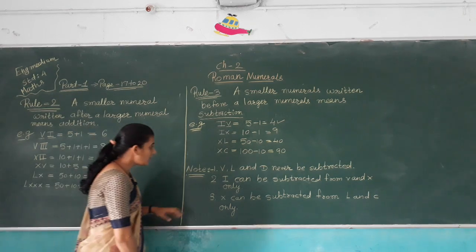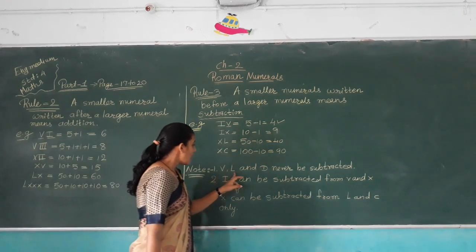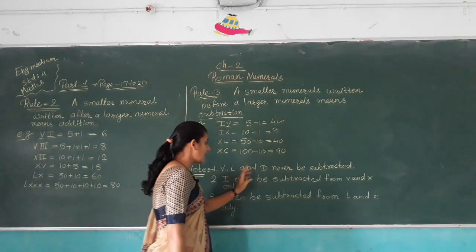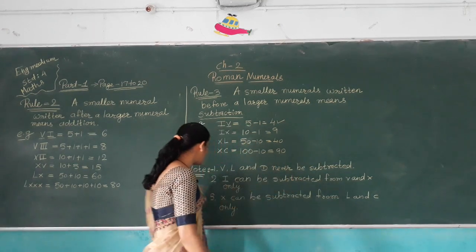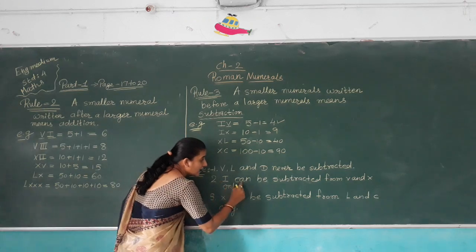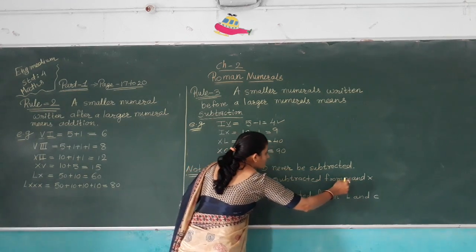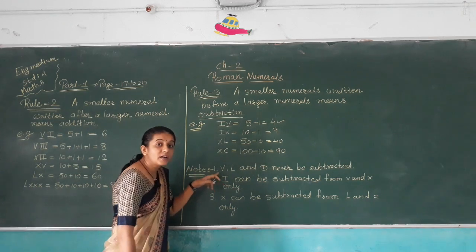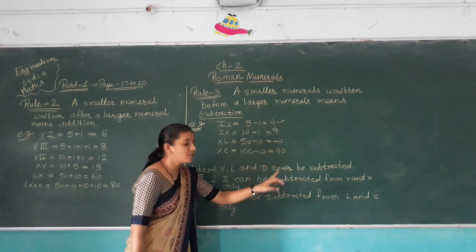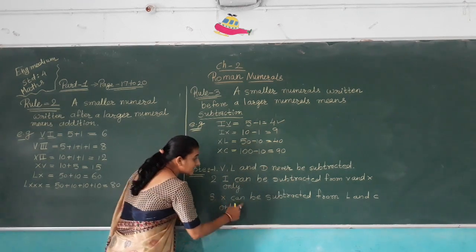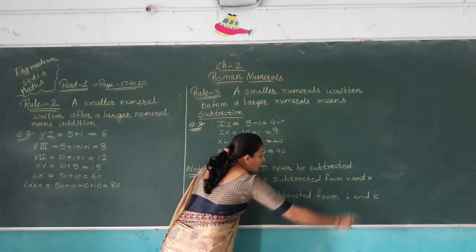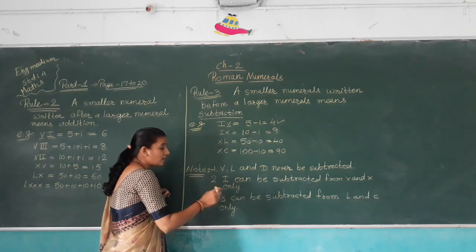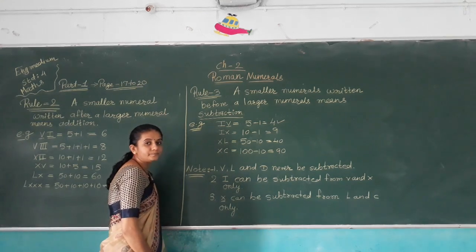One thing remember in your mind: V, L and D are never subtracted. Second, I can be subtracted from V and X only. X can be subtracted from L and C only.